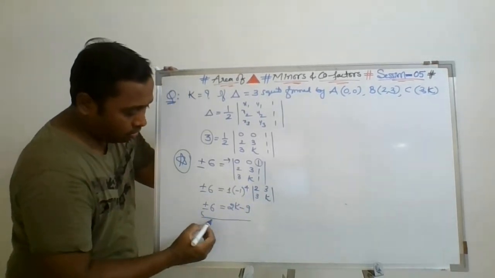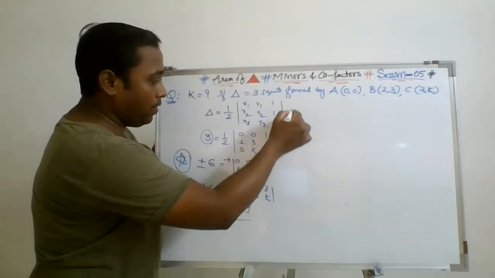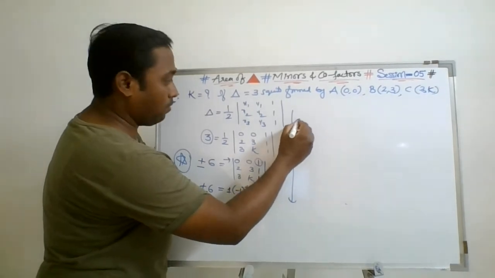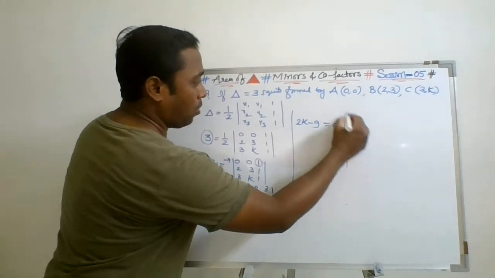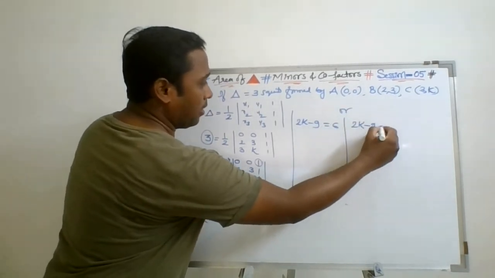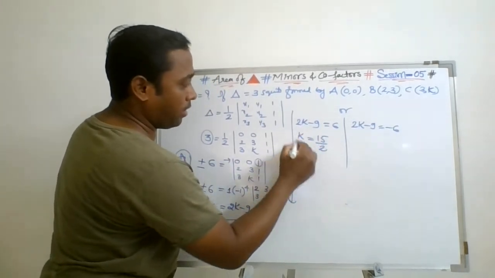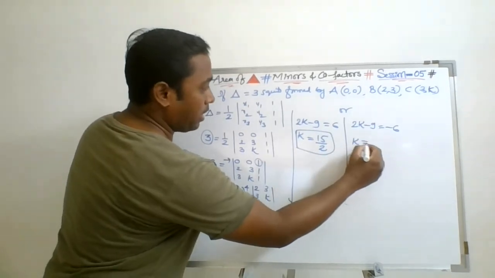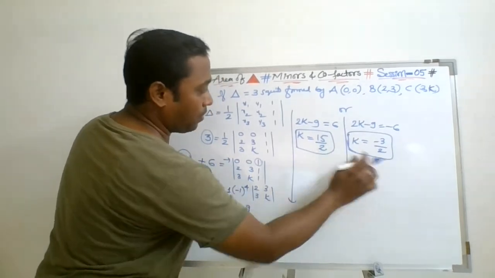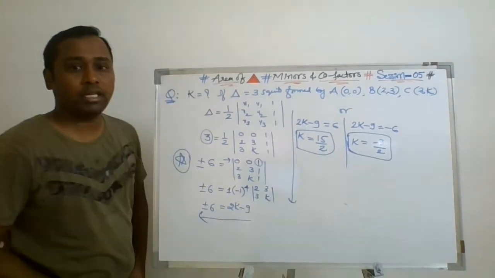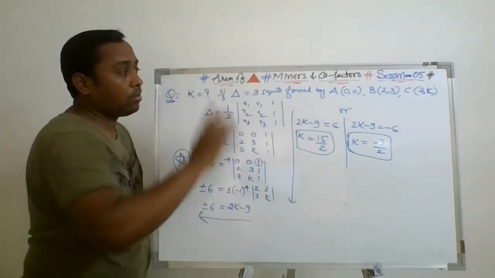So to solve the value of k, we have two options. One is plus 6 or minus 6, which means we have to take both the signs one after the other. So 2k minus 9 is equal to plus 6, or 2k minus 9 is equal to minus 6. By solving this, you will get the k value as 15 by 2, and k value as minus 3 by 2. So there are two possibilities of k where the area of triangle would be 3 only.